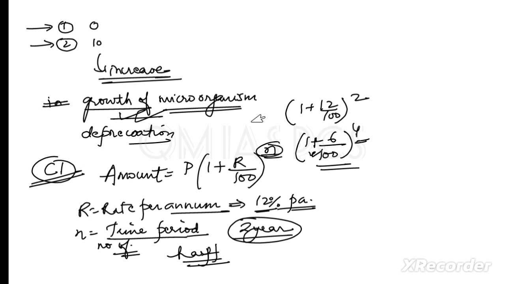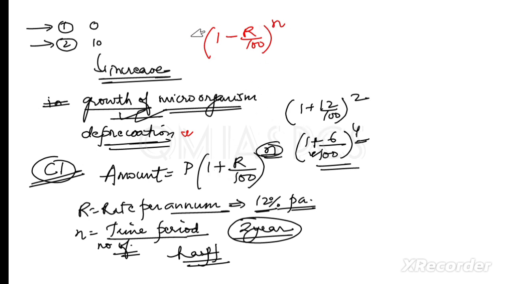Clear? So in that case, in growth of a macroorganism, if there is any question regarding that, we have to write 1 plus whatever that rate is given. But in case of depreciation, there is a different condition. In case of depreciation, we will write 1 minus r by 100, and again here is n. Same thing, just in place of plus we will write minus.